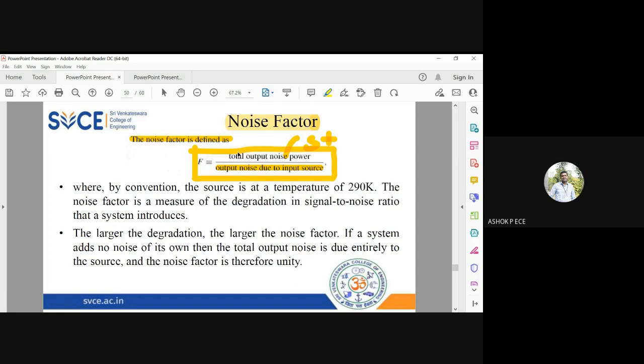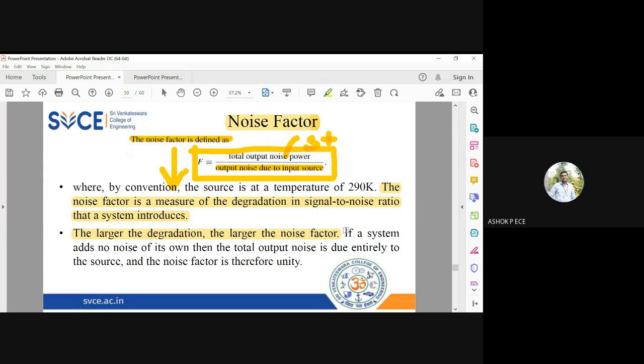So definitely if the numerator is going to have a larger value, F will be very high. F is a measure of how much my system is degrading. So if F value is very high, it means the system is degrading in SNR. Signal to noise ratio is very poor. The signal strength is becoming weaker. The noise is becoming dominant. So larger the degradation, larger the noise factor, as the name indicates. If the noise factor is larger, noise is larger, which means the signal quality is going to be poor.